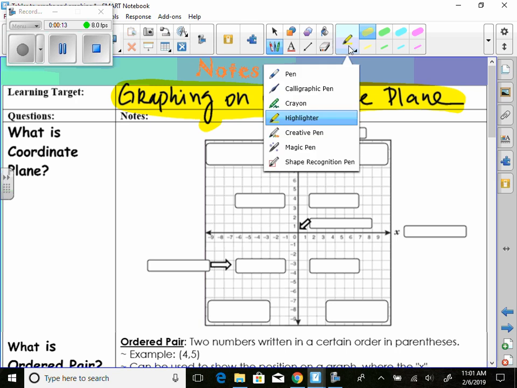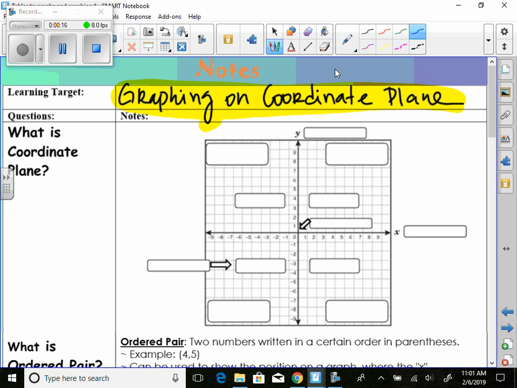Okay, and so let's start by labeling parts of our coordinate plane, kind of refresh our memory. So the coordinate plane consists of two number lines. They intersect. One line is horizontal, and we call this number line the x-axis. The other number line goes up and down and is vertical. So we call this axis the y-axis. So x-axis and y-axis. The point of intersection of these axes is called the origin.